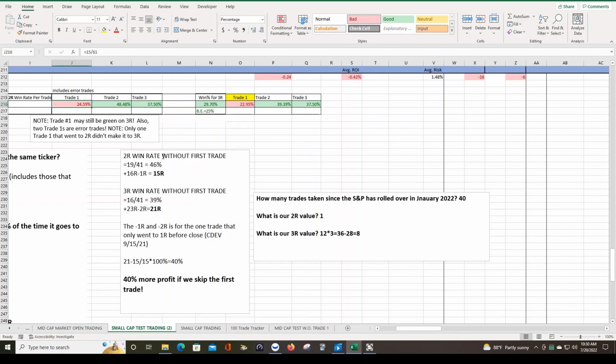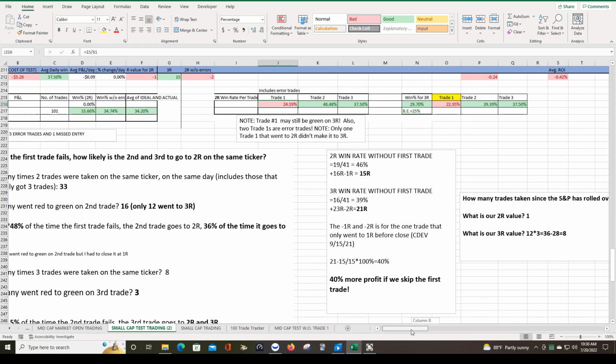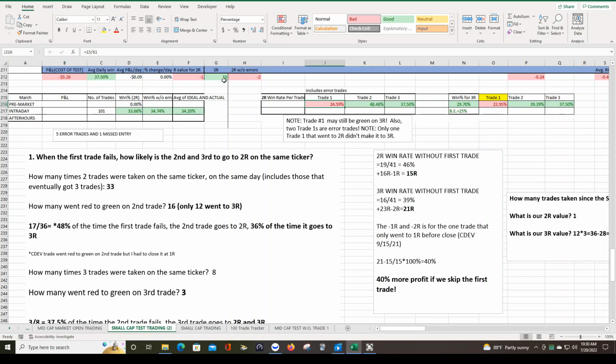What does it all mean? Sorry about that. Let me get back on track here. So our 3R win rate with that first entry is 15 times our risk. Now, if we remove that first trade, it's 21 times our risk. So that's a difference of about 28%. So what I was saying earlier in the video is that we are giving up 28% profitability, but still very profitable, 15 times our risk after 100 trades, just to make this plan actually tradable, which is key.